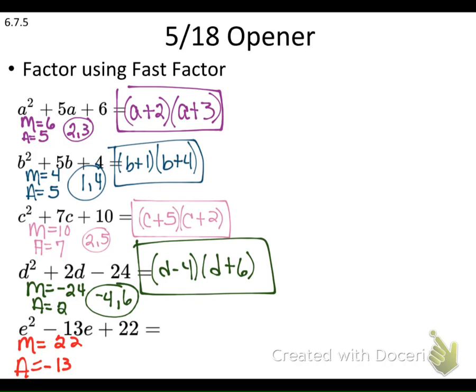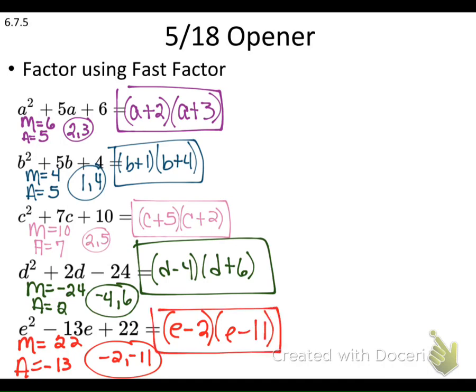Good. So what are my factors that I'm going to use to find my MA? Negative 2 and negative 11. So then my final answer will be E minus 2, times what? E minus 11.